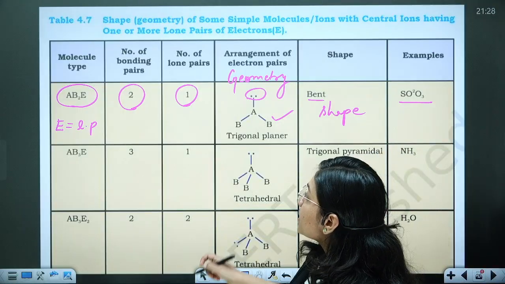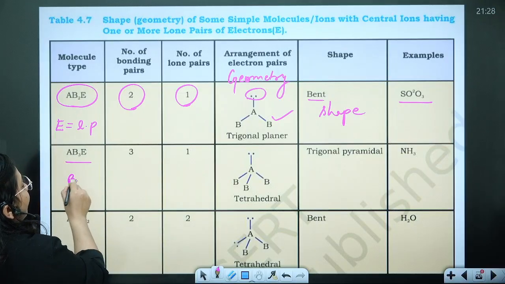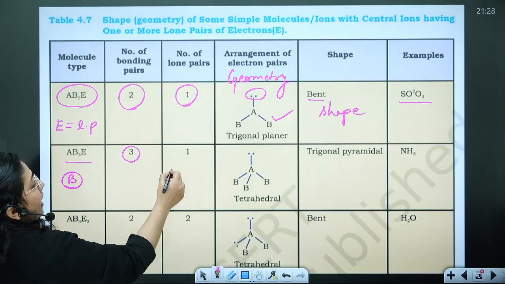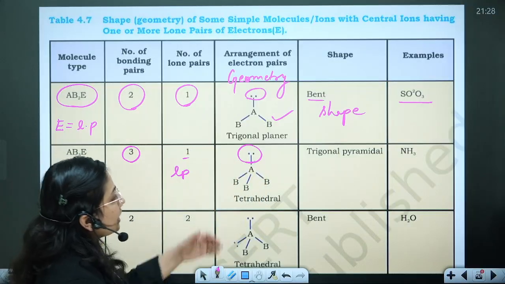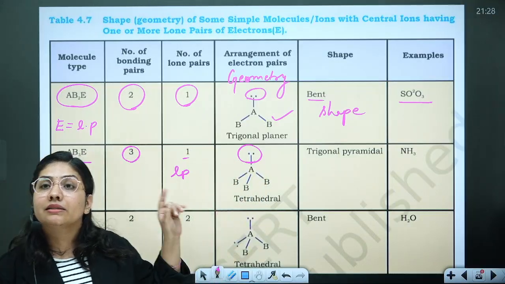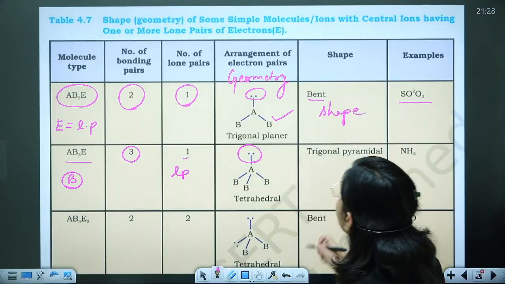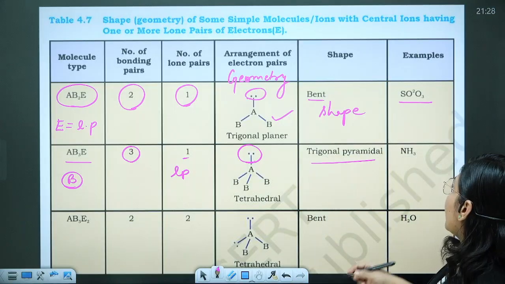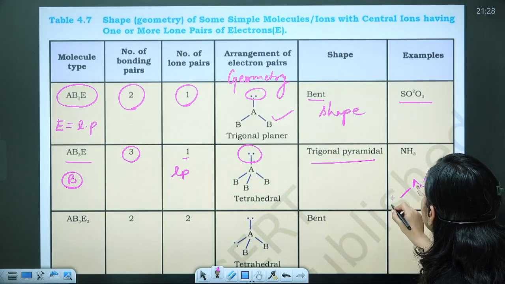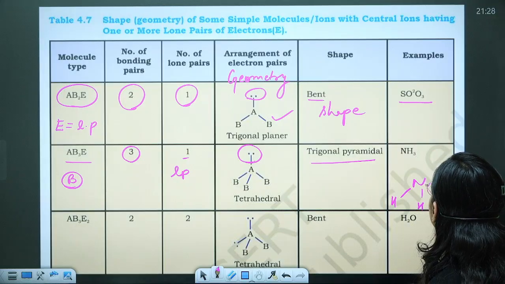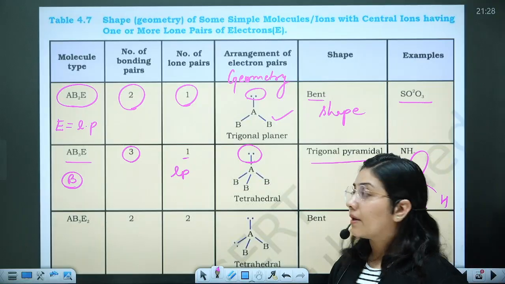Now come to the next. Here AB3E is written. It means bond pairs 3 and lone pair 1. You can see here, this should be arranged in tetrahedral geometry, but it shows the trigonal pyramidal shape. That is NH3, because N is connected to three H and has one lone pair.